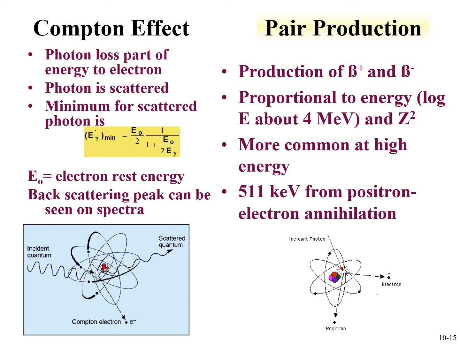There are two other effects. One is the Compton effect, as opposed to the photoelectric effect. In the Compton effect, the photon just loses part of its energy to an electron. The photon is scattered. And there's an equation that describes the minimum scattered photon energy, shown here. It's equal to 1 divided by 1 plus the energy times twice the photon energy, where the electron rest energy is E naught.